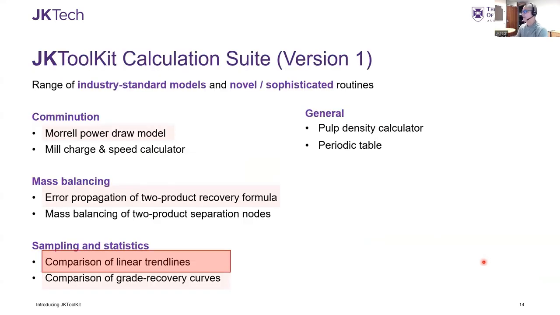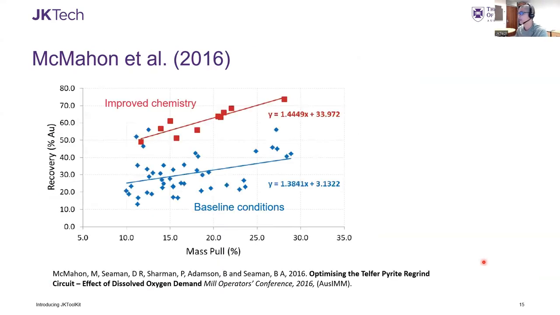The next tool that I'll cover is one that undertakes a statistical comparison of the separation between two linear trend lines. To kick off, I just wanted to reference this particular paper presented by Michelle McMahon of Newcrest at the MetOps conference in Perth a few years ago in 2016. And what it shows is the recovery of gold as a function of mass pull in the Telfer flotation cleaners. And it makes sense that as mass pull increases to more aggressive ranges, so too does the gold recovery.